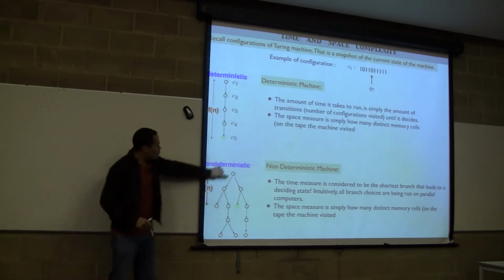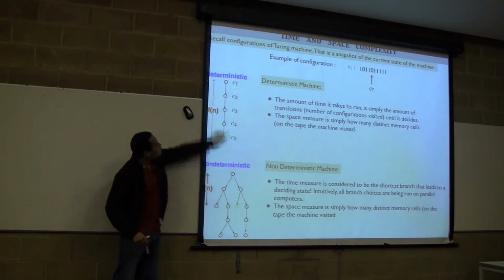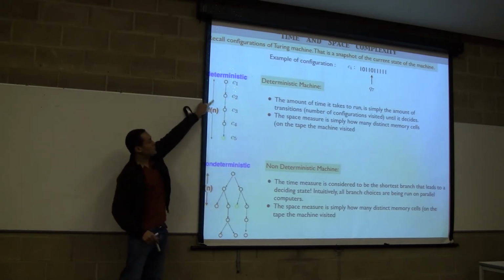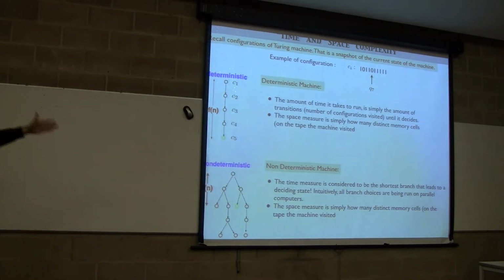So you can see that once you have this shortest branch, if you just look at this subset, it actually looks like a deterministic machine, right? So this actually represents the same thing. It's as if you can already see that one is a subset of the other. Okay.